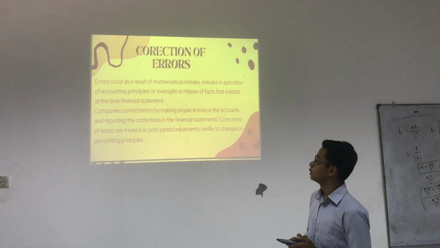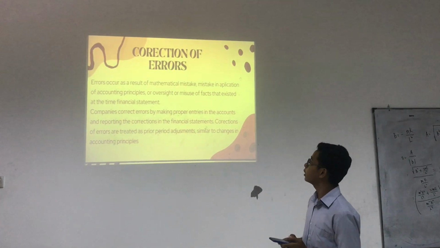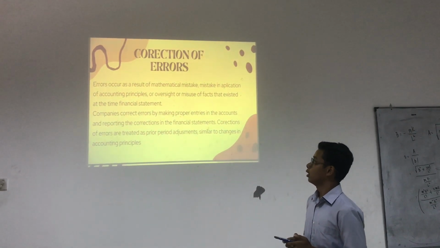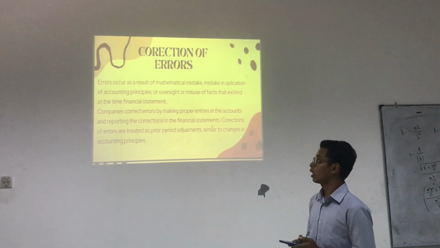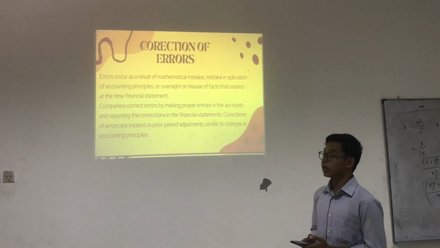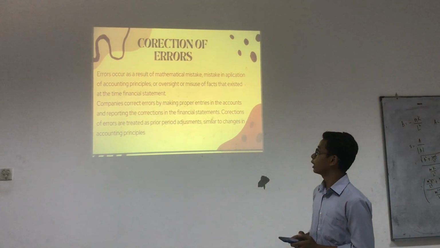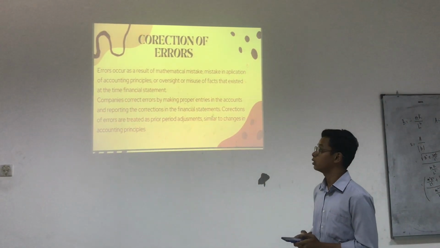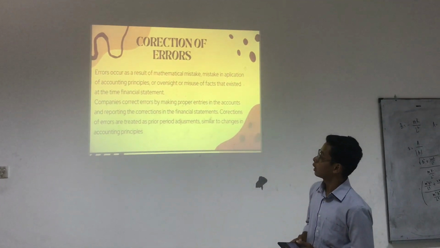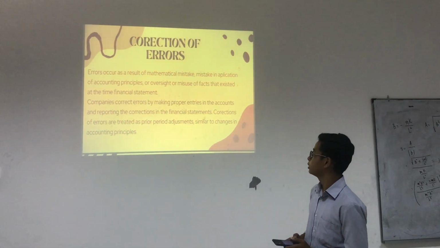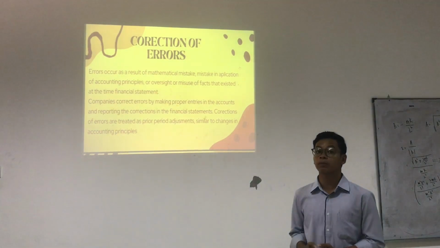Errors occur as a result of mathematical mistake, in application of accounting principle, or oversight or misuse of facts that existed at the time the financial statement was prepared. Companies correct errors by making proper entries in the accounts and reporting the correction in the financial statement. Correction of error is treated as prior period adjustment, similar to change in accounting principle.